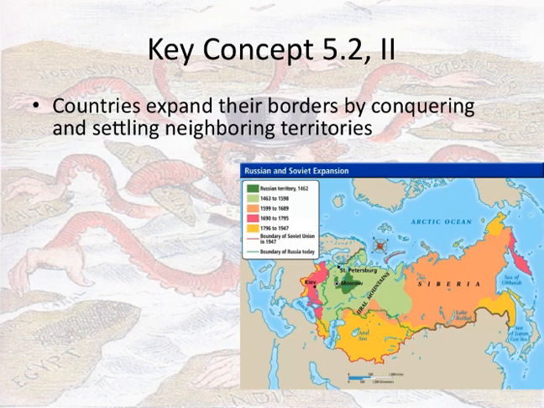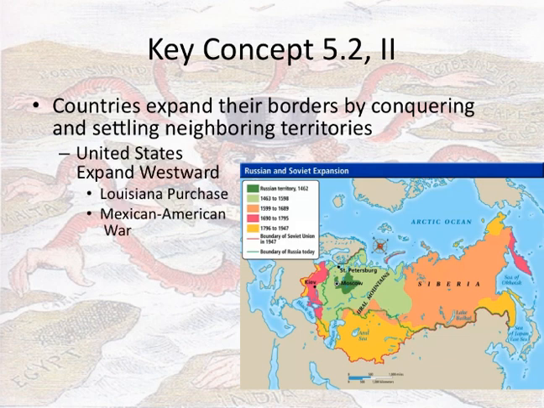Okay, so in addition to countries forming as a result of imperialism, countries also expand their borders by conquering adjacent areas. This is best seen in the United States, where the United States purchases, but then also through conflict adds area to its landmass.